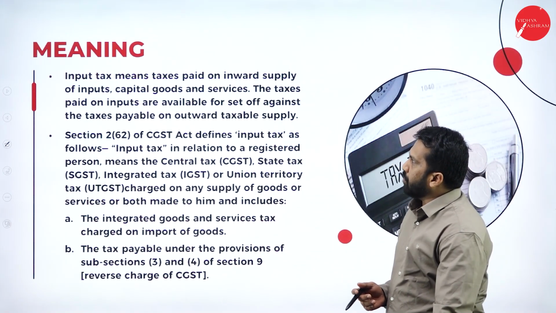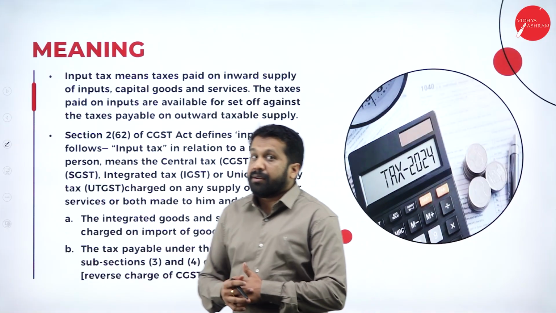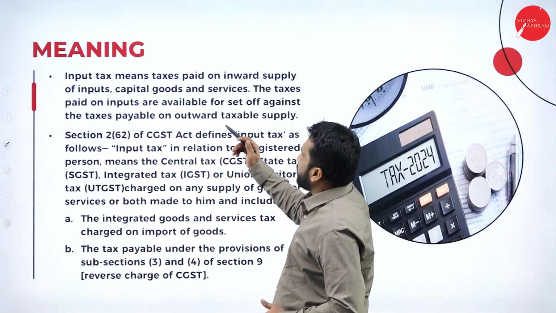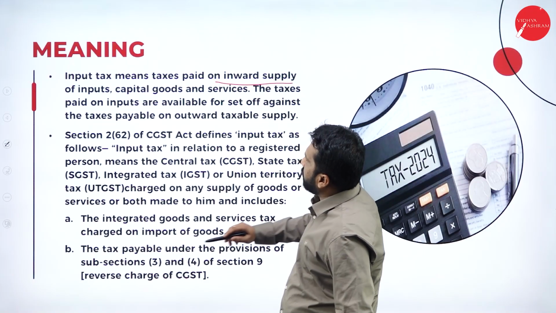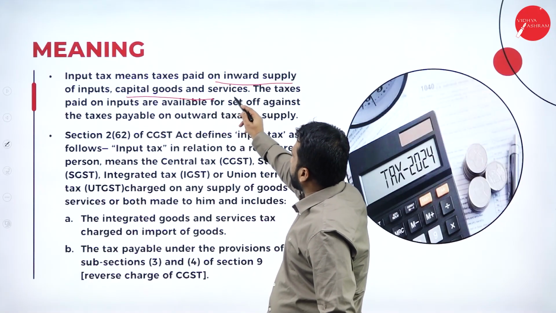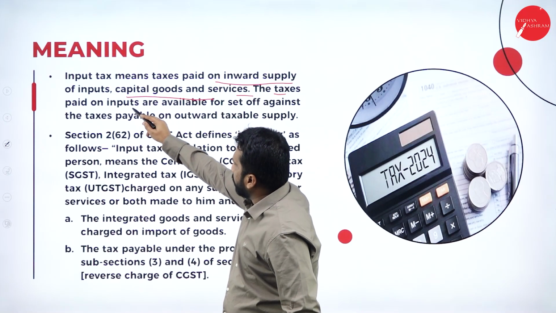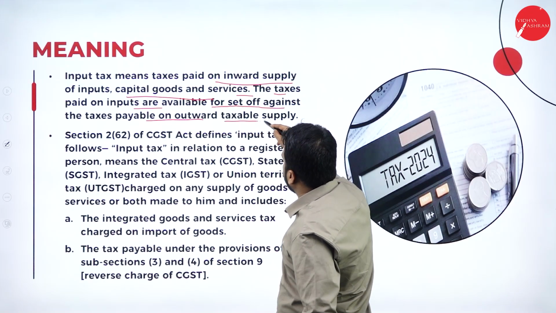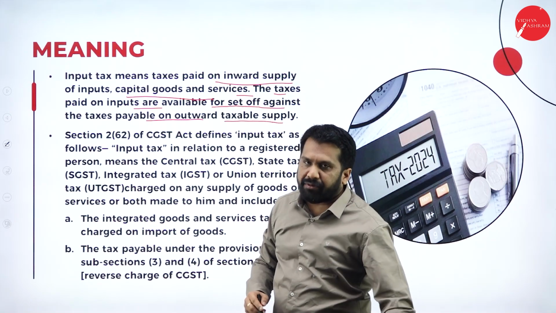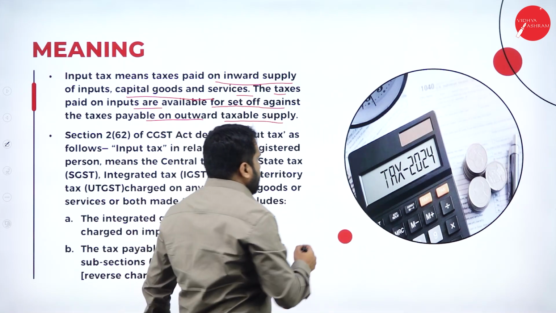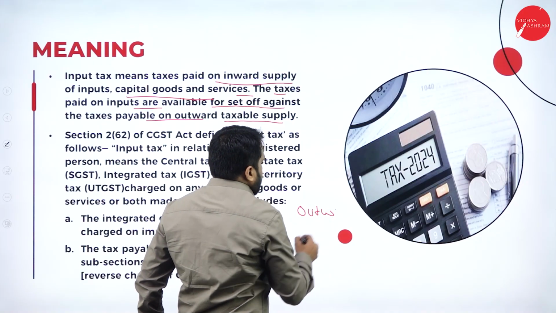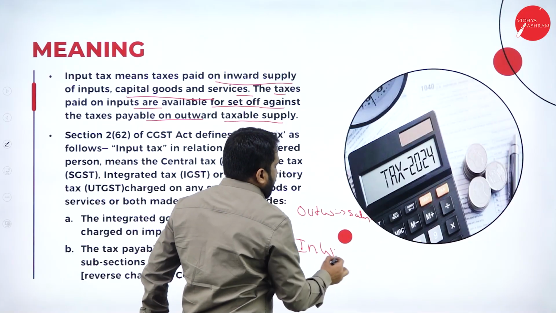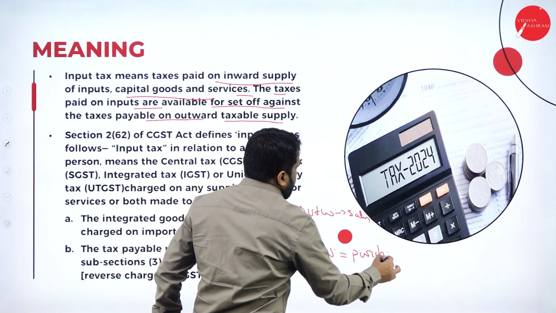Now, before we get into input tax credit practical problems, we will understand what is input tax credit. Input tax means tax paid on inward supply of goods, capital goods and services. The tax paid on inputs is available for set-off against the taxes payable on outward supply. I'll give you an example. Outward is always on sales. Inward is always on purchases.